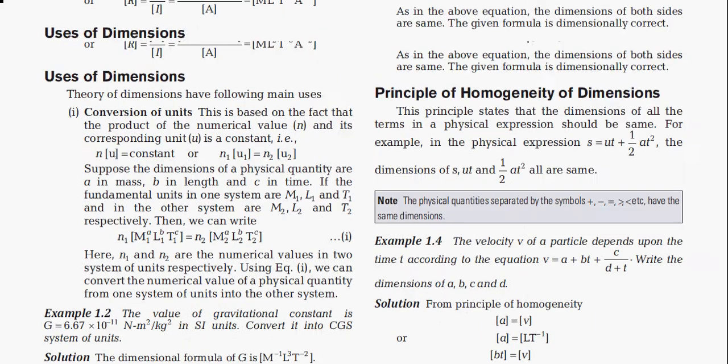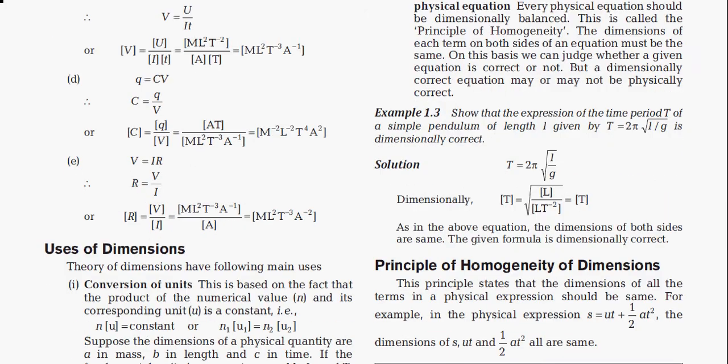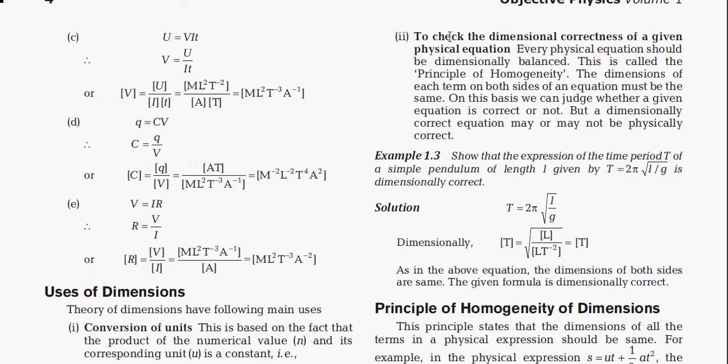Okay. Let's talk about some other uses. Next use is to check the dimensional correctness of a given physical equation. Every physical equation should be dimensionally balanced. This is called the principle of homogeneity. The dimension of each term on both sides of the equation must be the same. On this basis, we can judge whether a given equation is correct or not. But a dimensionally correct equation may or may not be physically correct.